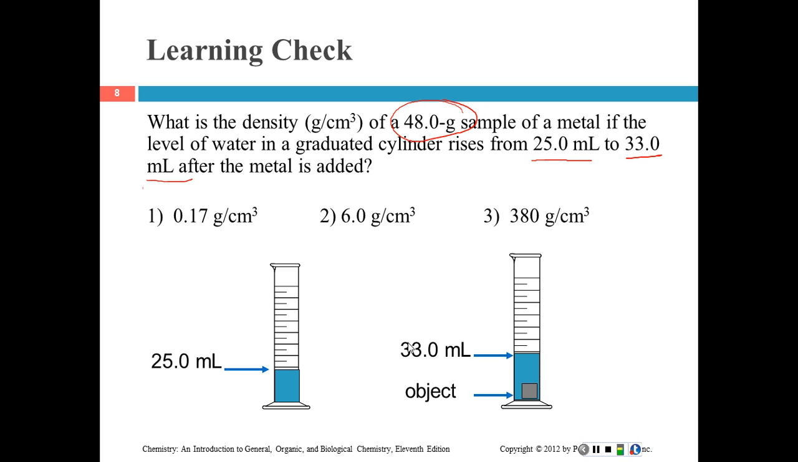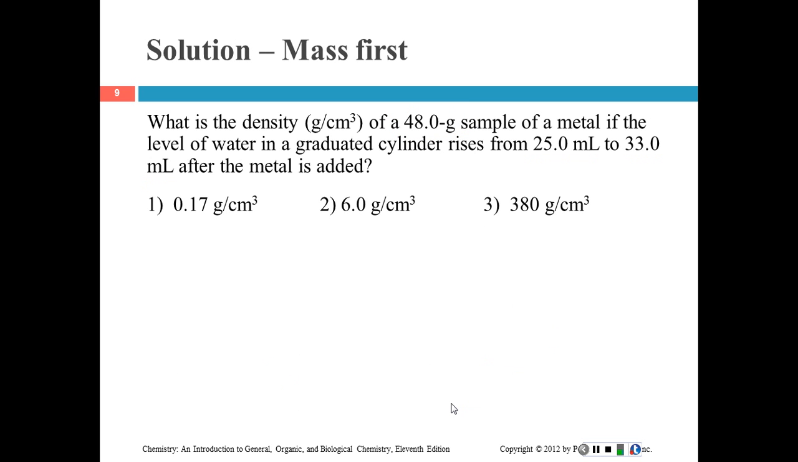Okay, so here's our visual. We had it at 25 milliliters. Then once we put the piece of metal in there, it rose to 33 milliliters. And so what we need to do first is find what that difference in volume is. So go ahead and try that and come back when you think you may have the answer. I'm going to give myself a little room here since you know how my handwriting is by now.